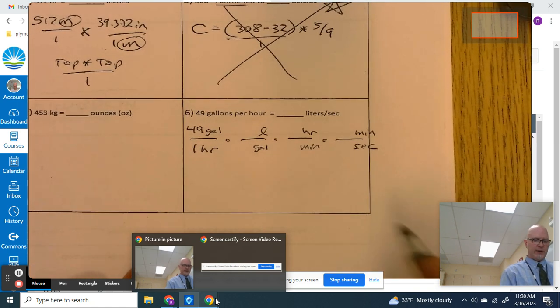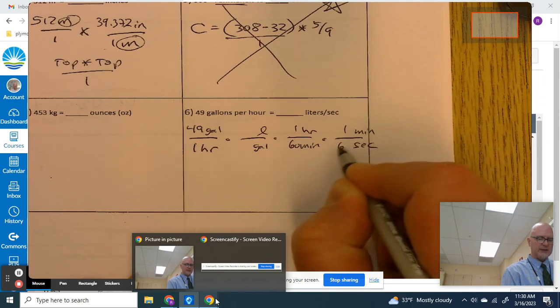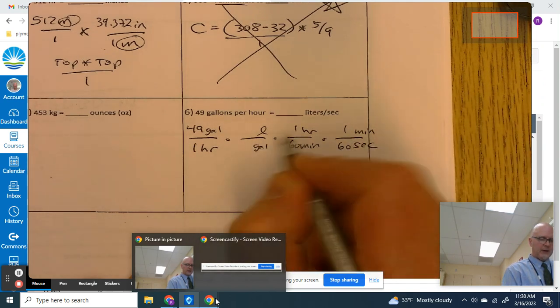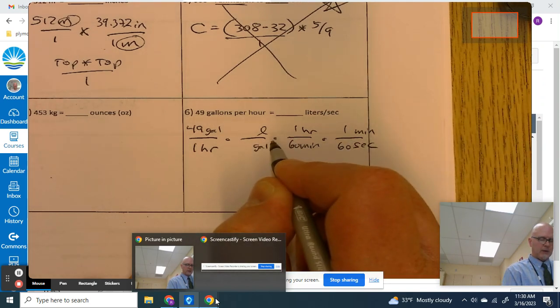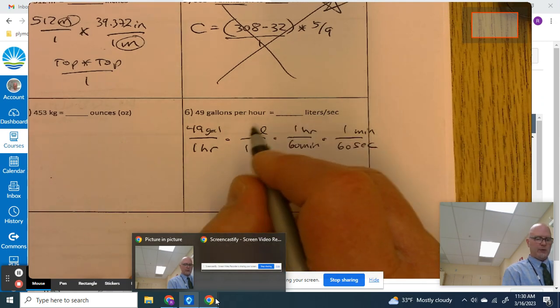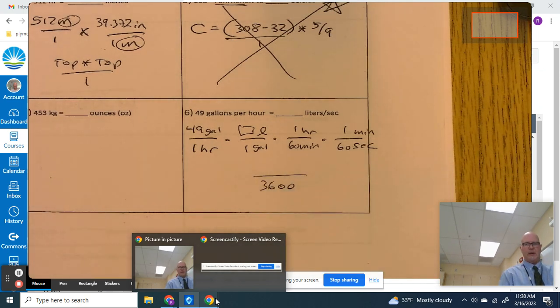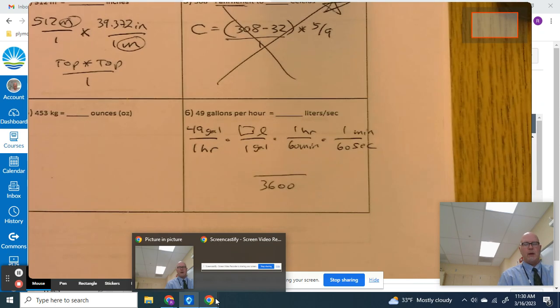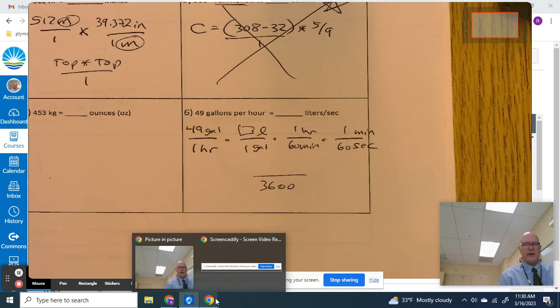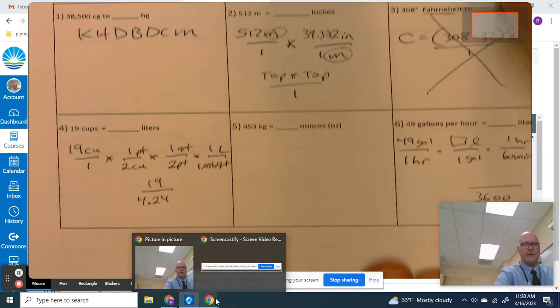Here is another one over here. 1 hour is 60 minutes. 1 minute is 60 seconds. There are a certain number of liters in a gallon, and we would put that number here, and then we would multiply the top, top, top, top, and we would get one answer, and the bottom, bottom, bottom, bottom, we would get another. So just showing you and reminding you that this is how we set things up in previous classes so that we are ready to go for our new material.